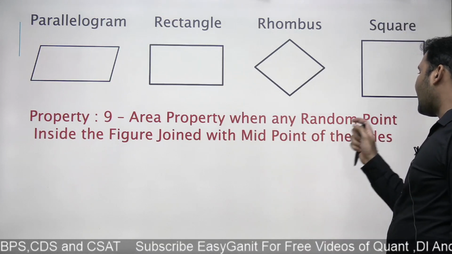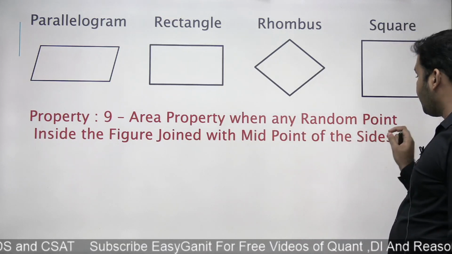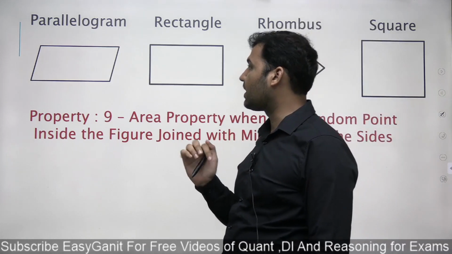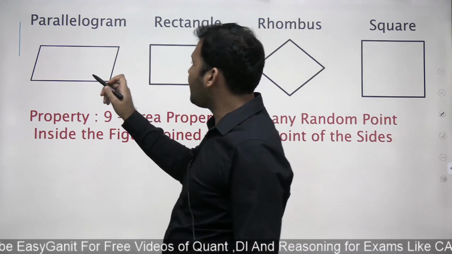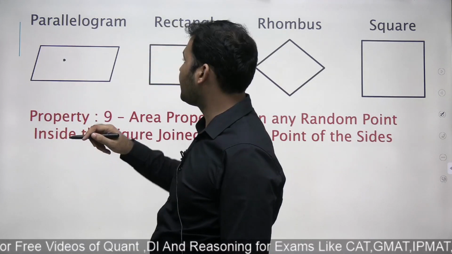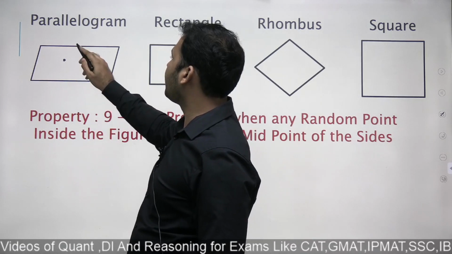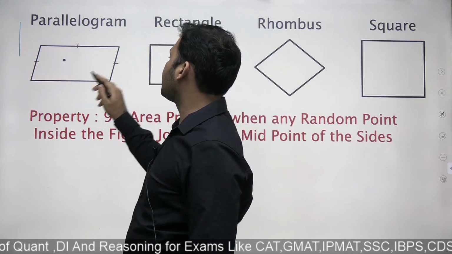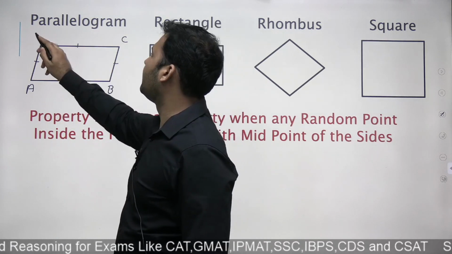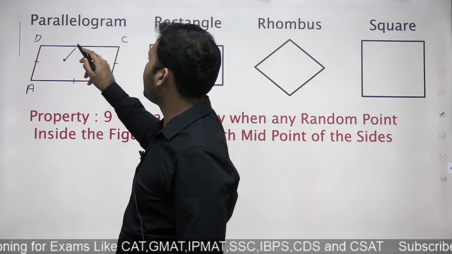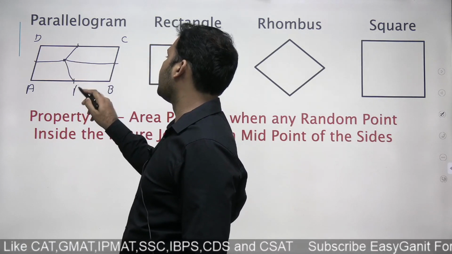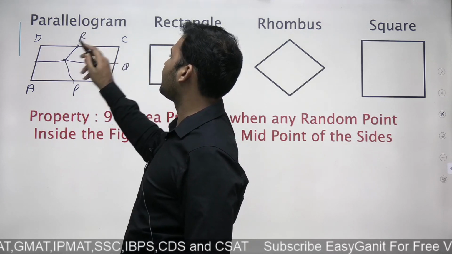Area property when any random point inside the figure join the midpoints of the side. Now ये जो question ये बहुत अच्छा property है, property number 9. Now here any random point inside the figure is not joined with the vertices, in fact it is joined with the midpoints. तो मैंने एक random points लिया, right? Let's say कि ये मेरा figure है A, B, C, D और ये random point को मैंने ये सभी midpoints के साथ join कर दिया, right? This is P, this is Q, this is R, this is S.